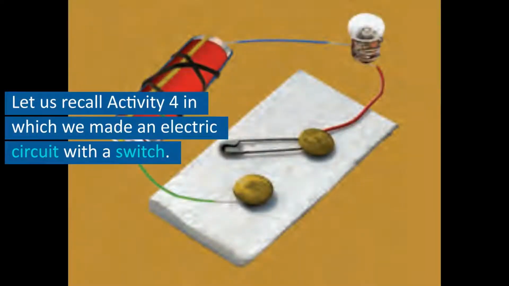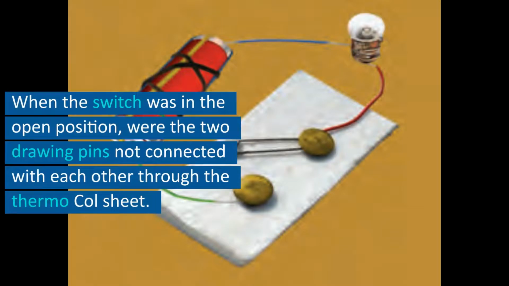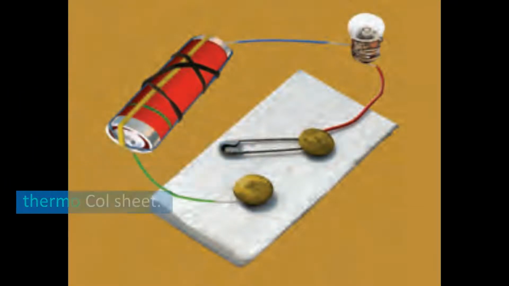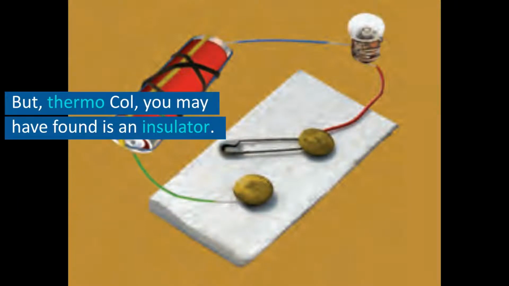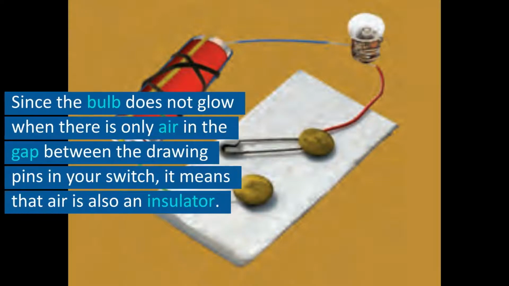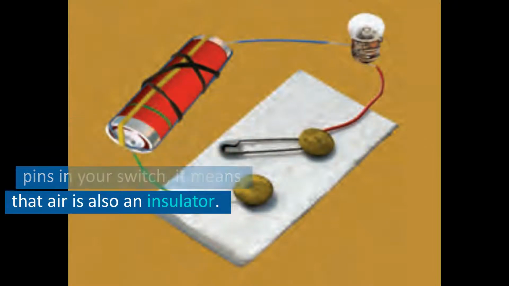Let us recall activity 4 in which we made an electric circuit with a switch. When the switch was in the open position, the two drawing pins were not connected with each other, except through the thermocol sheet. But thermocol, you may have found, is an insulator. What about the air between the gap? Since the bulb does not glow when there is only air in the gap between the drawing pins in your switch, it means that air is also an insulator.